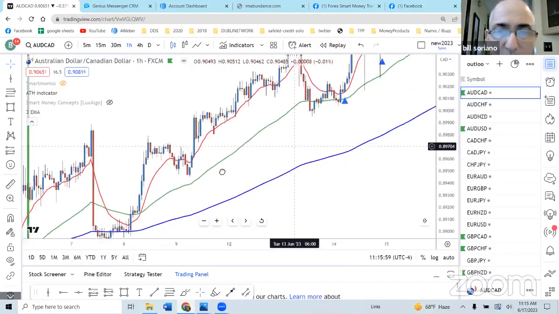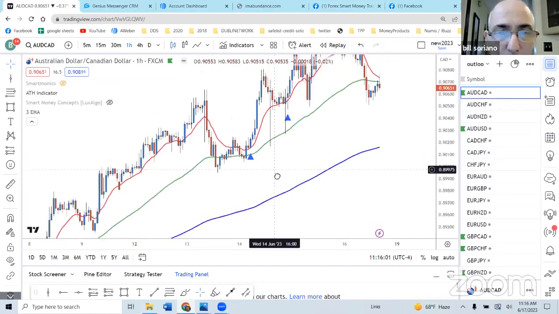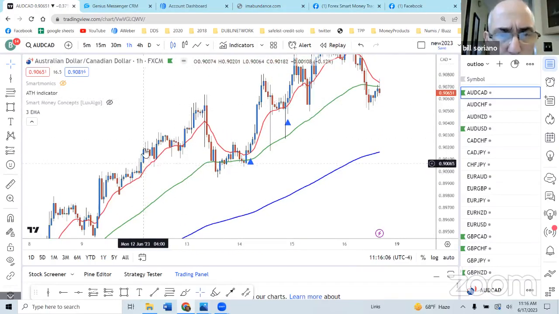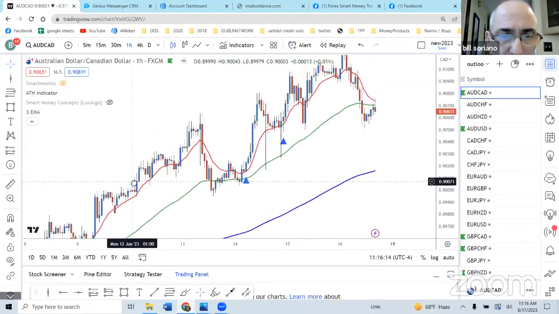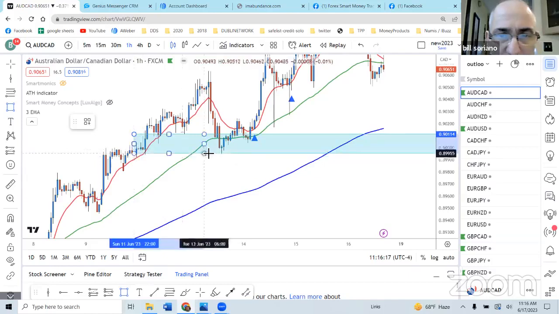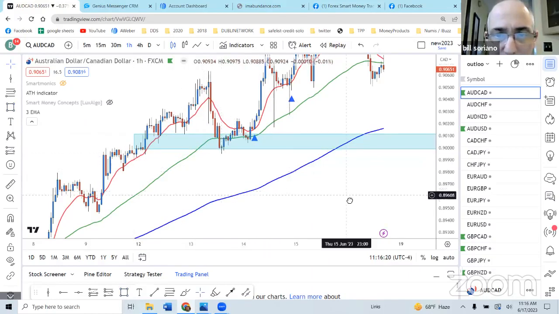So this has been moving up here. We get the pullback. We have this break of structure here, right? We have a few break of structures. So this is a smart money trade because we do have an order block right down here. Let's grab this here. The price is in, right?